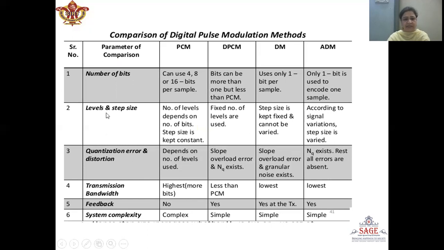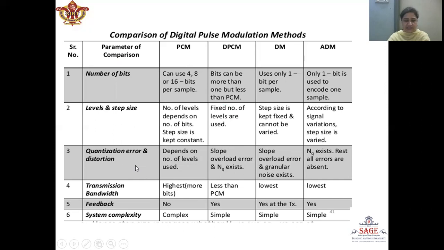Now, the second parameter is levels and step size. In PCM, the number of levels depends on the number of bits. Step size is constant. Whereas in DPCM, a fixed number of levels is used, same as that of PCM. In delta modulation also, the step size is fixed. Whereas in ADM, according to the signal variation, the step size is varied.